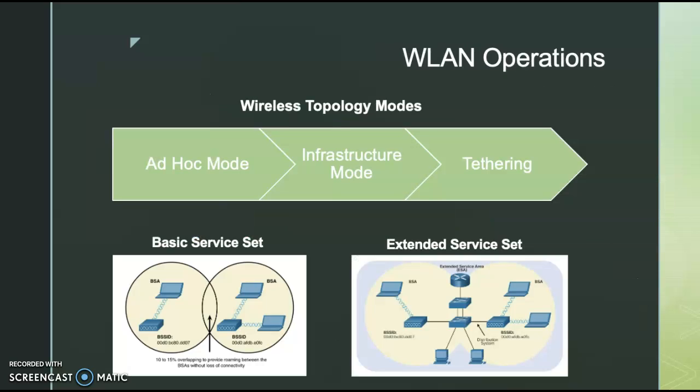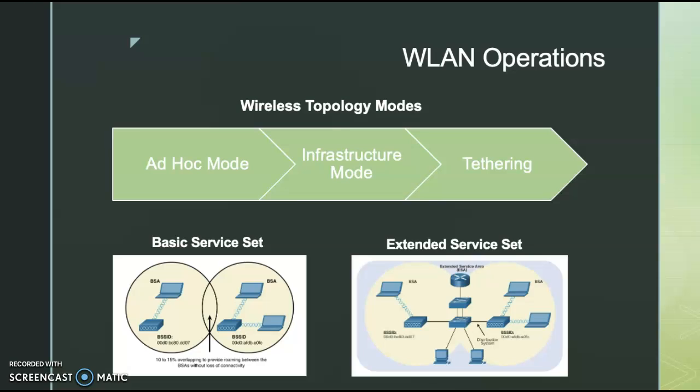Next, we have WLAN operations. Just to go a little bit into the wireless topology modes, there are 3 different kinds, starting with ad hoc mode, infrastructure mode, and tethering. Wireless LANs can accommodate various network topologies. The 802.11 standard identifies 2 main wireless topology modes, ad hoc mode and infrastructure mode. You can see that here. Tethering is also a mode sometimes used to provide quick wireless access.